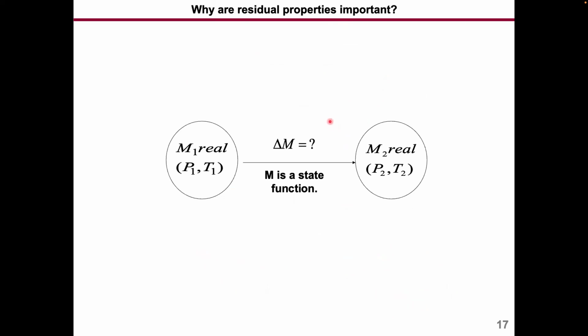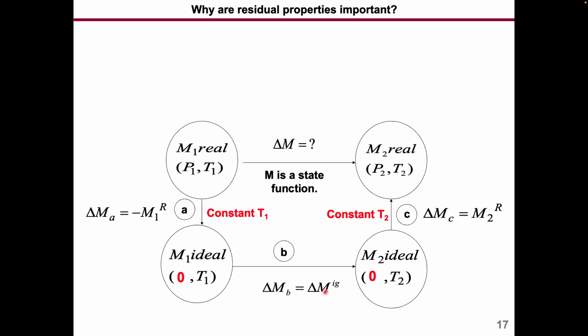Now, why are residual properties important? Imagine we want to calculate the change in a thermodynamic property of a real gas between two states. State one is P1, T1, and state two is P2, T2. But we are talking about the real gas, and we haven't dealt with this kind of problem before. But what we have done previously is we have calculated the delta U, delta H, delta S for ideal gas.